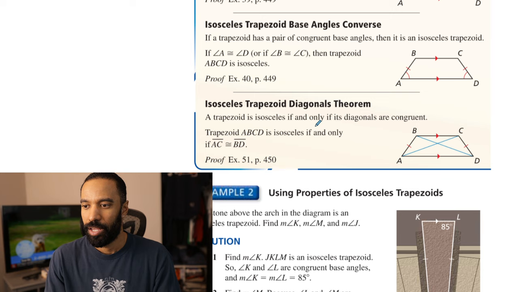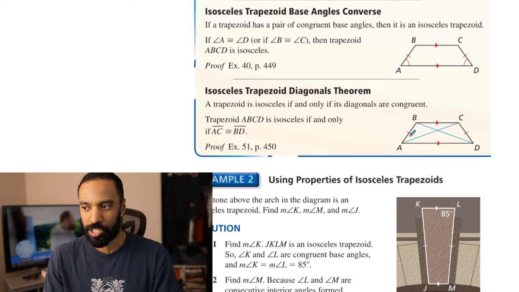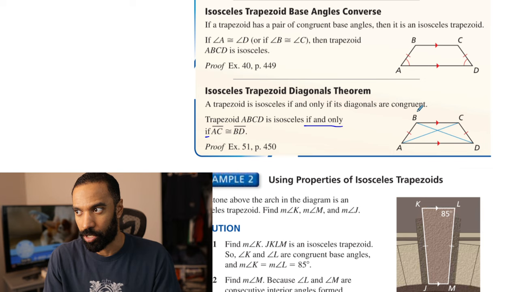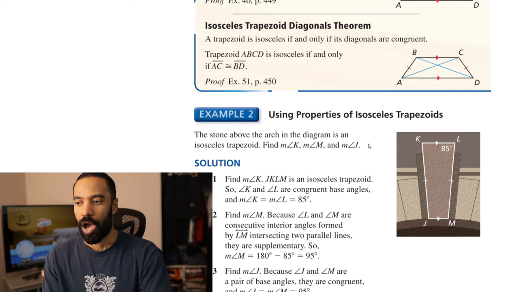And then the diagonals theorem: the diagonals are congruent in an isosceles trapezoid as well. Now, it shows if and only if, which means this is biconditional. If it's an isosceles trapezoid, diagonals are congruent. If diagonals are congruent in a trapezoid, then it is isosceles. It goes both ways.